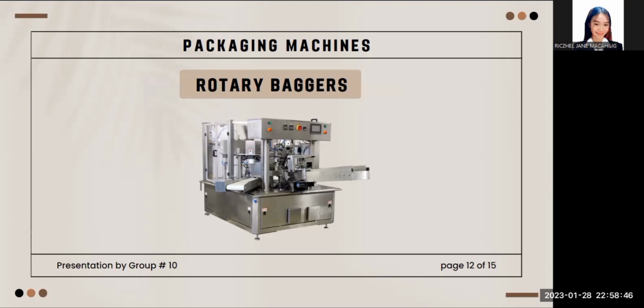So next is rotary baggers. So rotary baggers, it is a highly quality automated system that efficiently loads, opens, fills, and caps pouches. Next slide po.